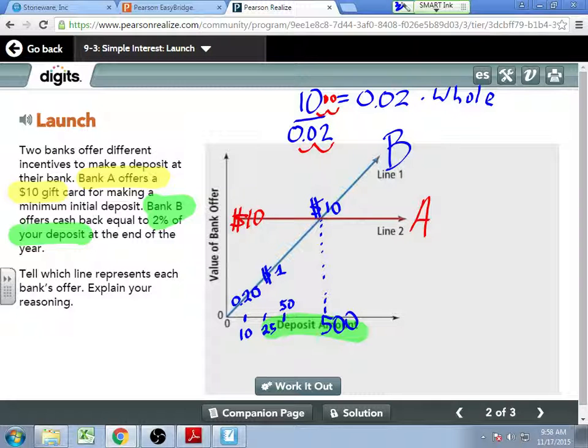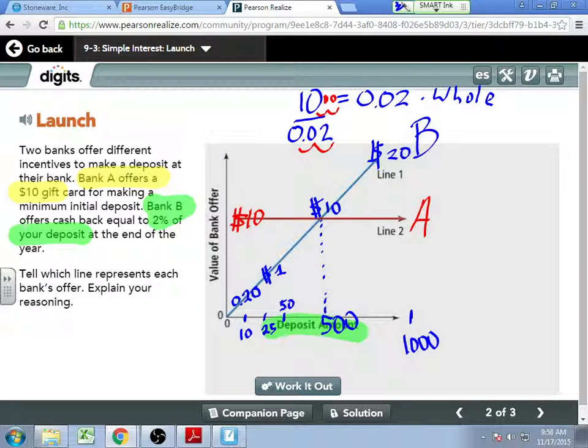But if I deposit, let's say way out here, $1,000, what's 2% of $1,000? $20. So then, with Bank B, I could make $20 or more and more and more as I deposit more and more.